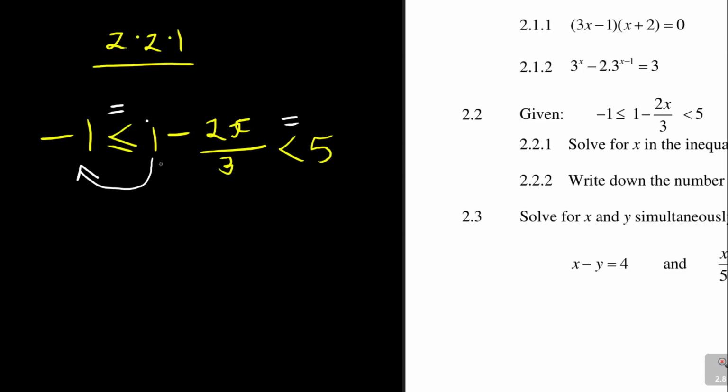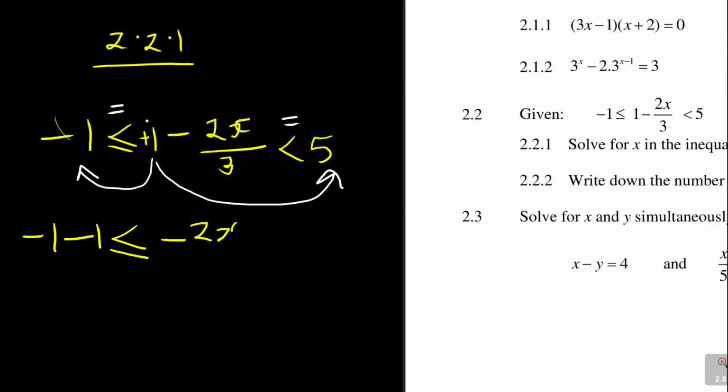And when you do that, 1 also goes to the other side. So this is how you do it. Minus 1 becomes minus 1. Positive 1 jumps the equal sign to become minus 1. So when it's like that, it's gone. Is less than or equal to negative 2x over 3, which is less than 5. Remember that positive 1 becomes minus 1.